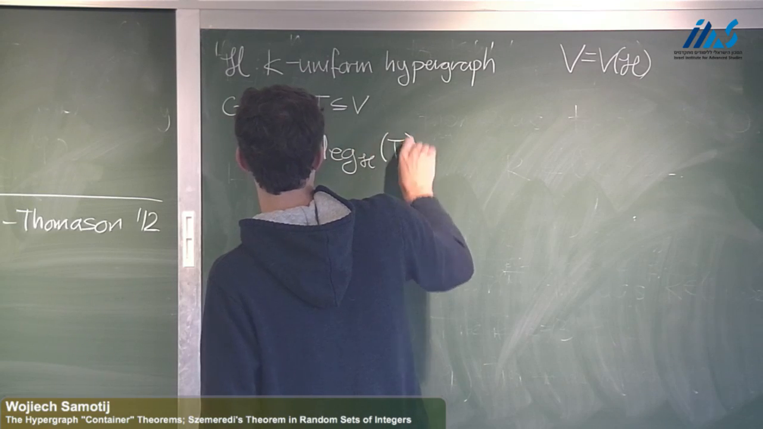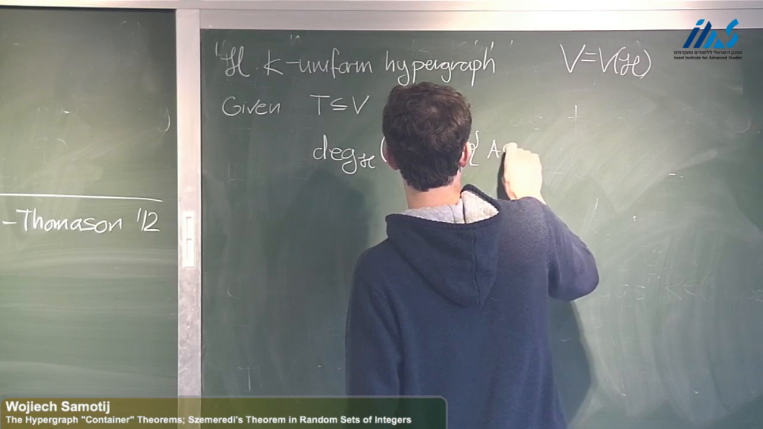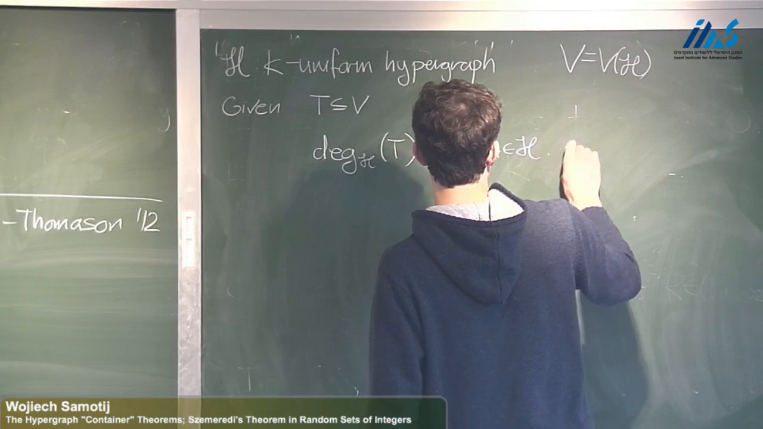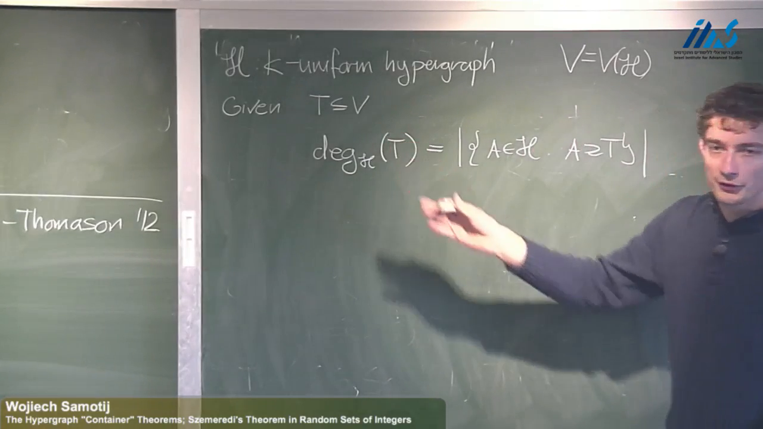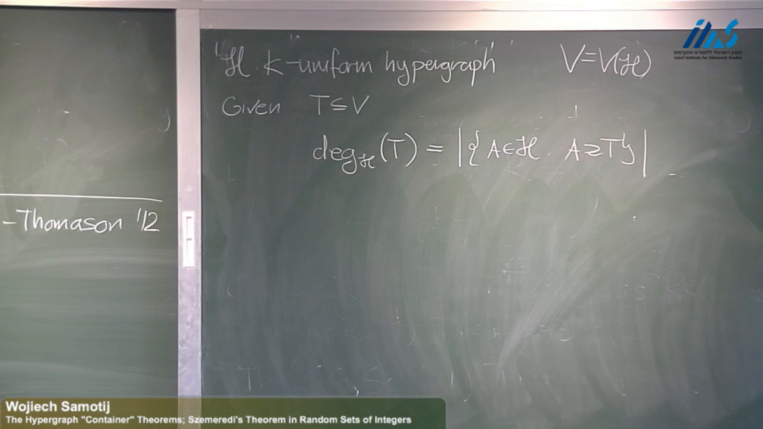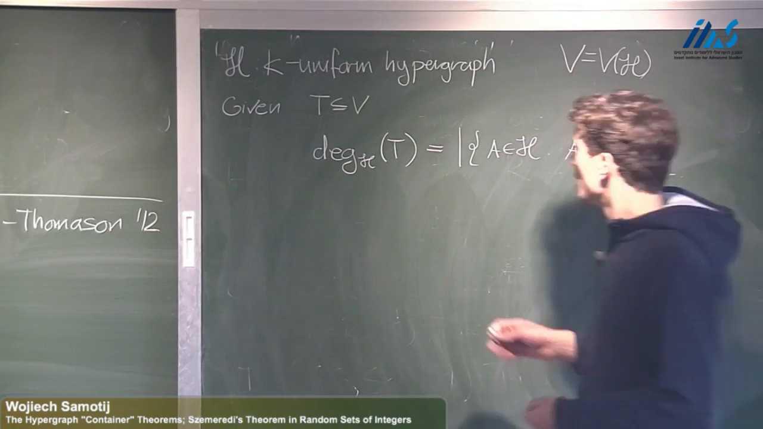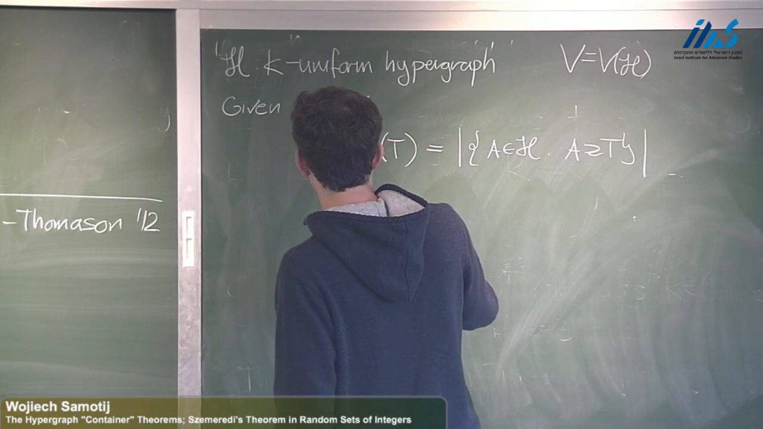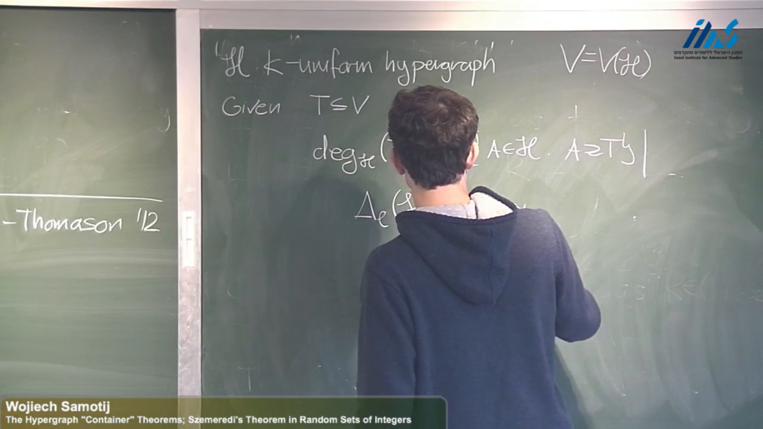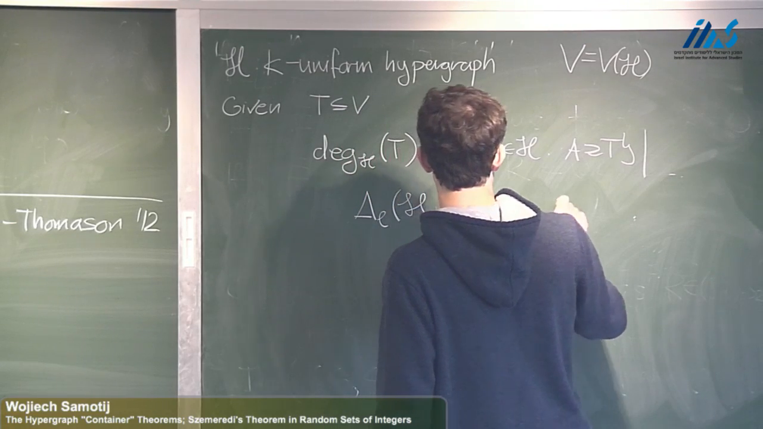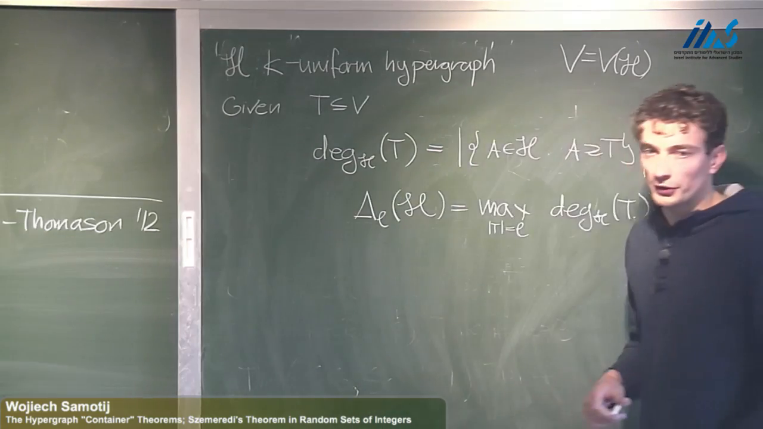Now, given a subset T of V, we will say the degree of T in H is just the number of edges of H which contain this set T. So if T is just a single vertex, then it's the usual degree, but we can also take a pair of vertices, a triple of vertices, and so on. And the maximum l-degree of H will be the maximum over all sets T of size l of the degree of T.